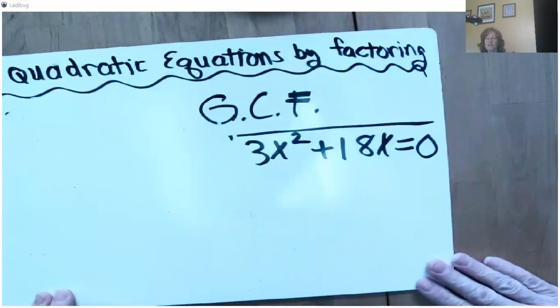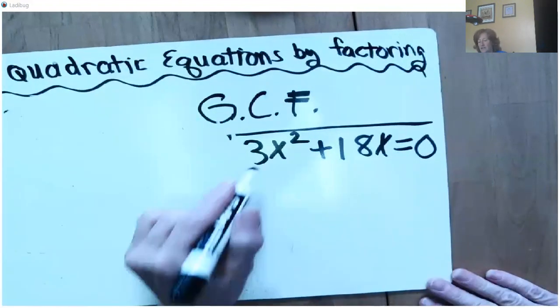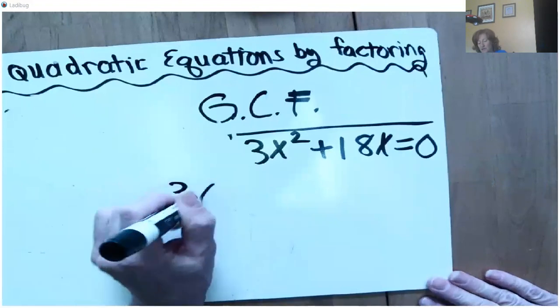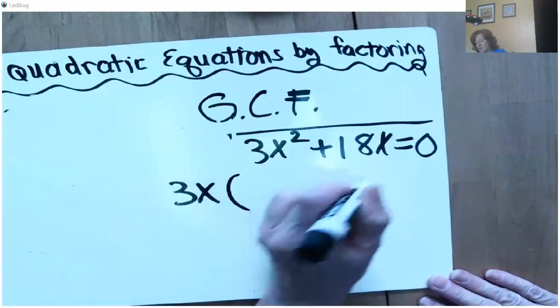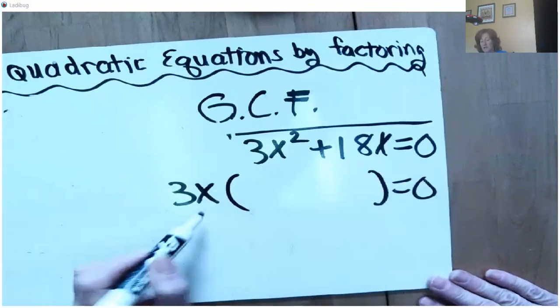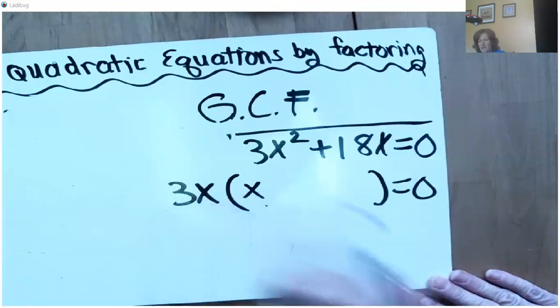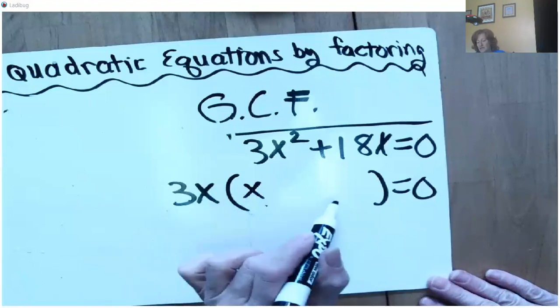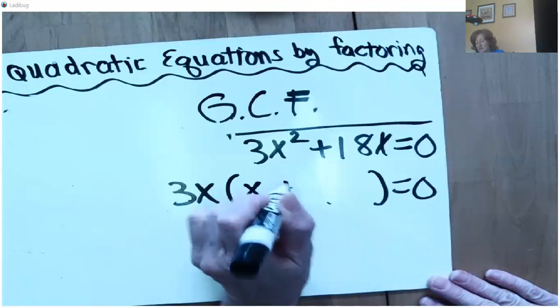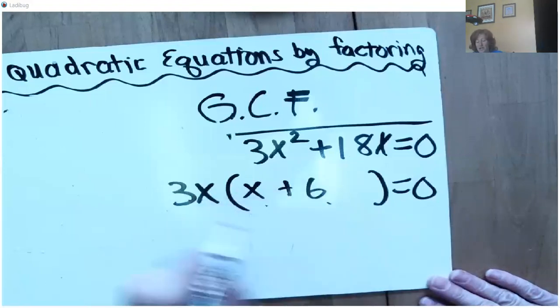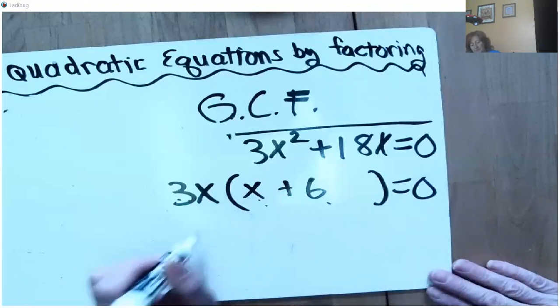Okay, so first thing, look for your common factor. In this case, it's a 3x. So one set of parentheses. 3x times what is 3x squared? That's x. And 3x times what is 18x? That's 6. I can check it. 3x times x is 3x squared. 3x times 6 is 18x, so I know I'm good.